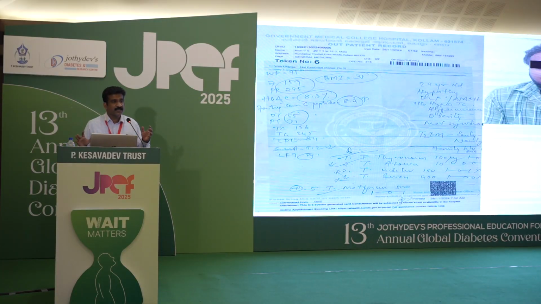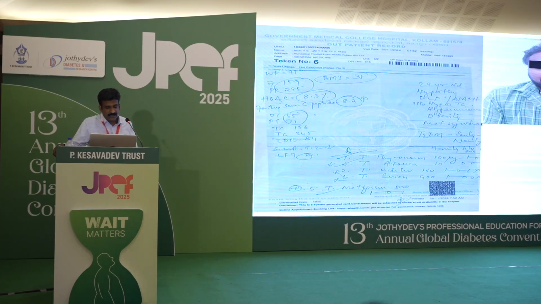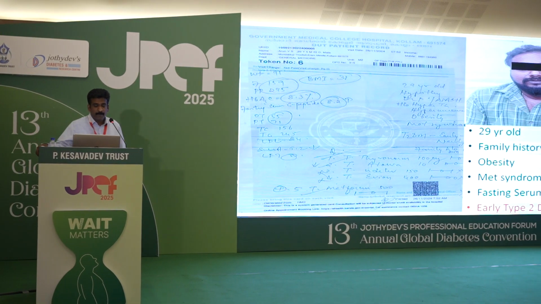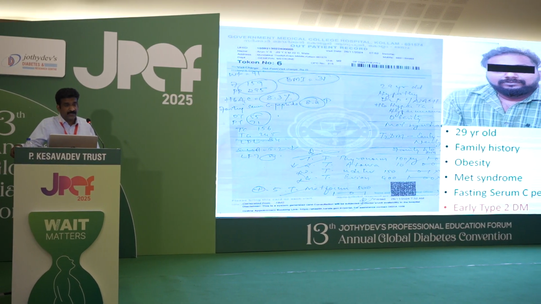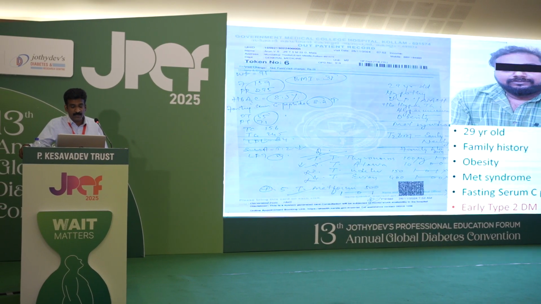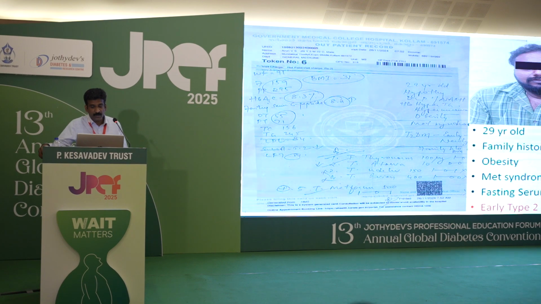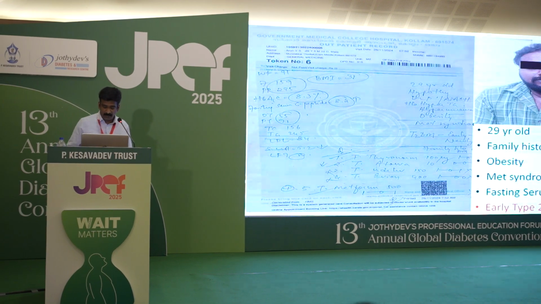I also tried to see whether we can see such patients in my clinical practice. This is a 29-year-old patient, the characteristic obese type of diabetes, who came with very high blood sugars. He had a family history of diabetes and all the features of metabolic syndrome. And look at the fasting serum C-peptide. It was to the tune of 8.2. So he was diagnosed as early type 2 diabetes.